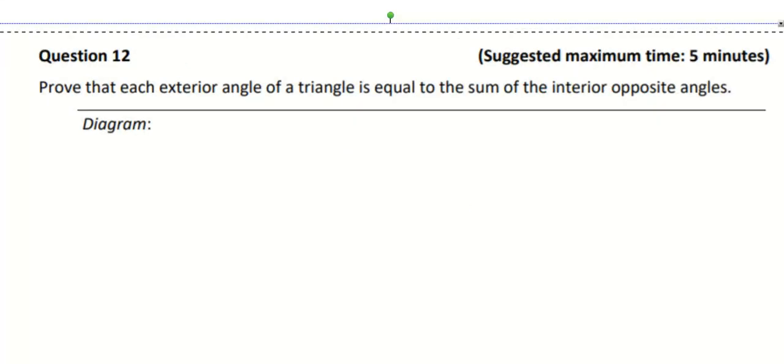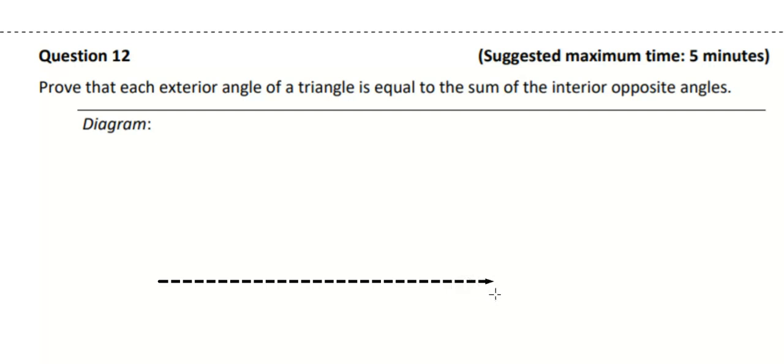Now, we've got a proof here. Proof that each exterior angle of a triangle is equal to the sum of the interior opposite angles. Okay, guys, so we've got a little proof here, so best to do it now and you can learn it for the Junior Cert. So step one, draw yourself a triangle, and then draw yourself three angles. Label them any way you want. I'll call these A, B, and C. And then the other one is going to be D.